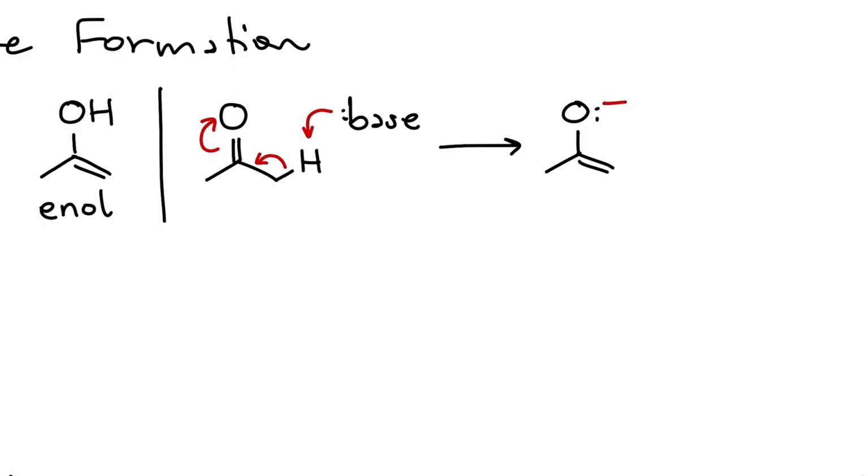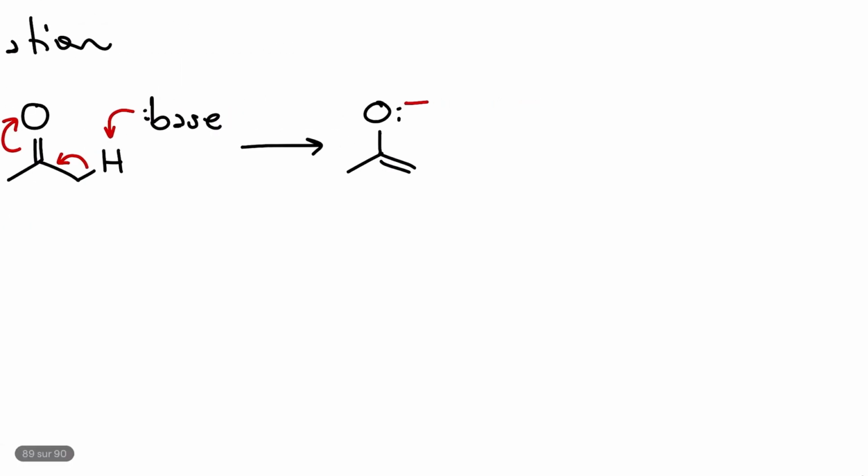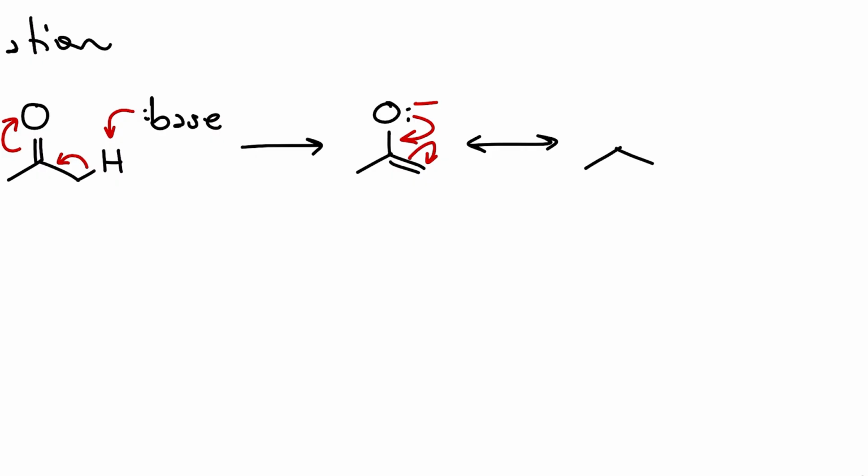And it has a resonance structure. This is its only resonance structure actually. So this will be its resonance structure. So now the negative charge is on the carbon. So now we know 2 things.